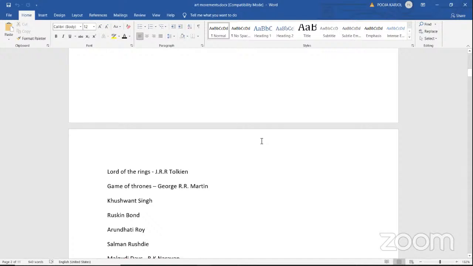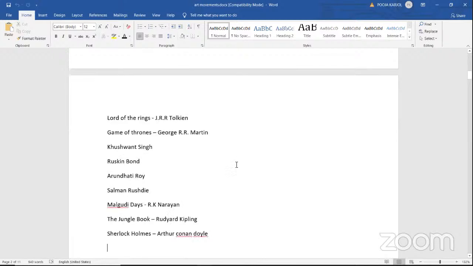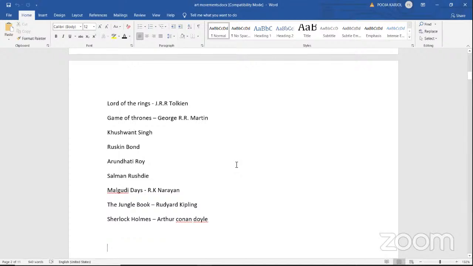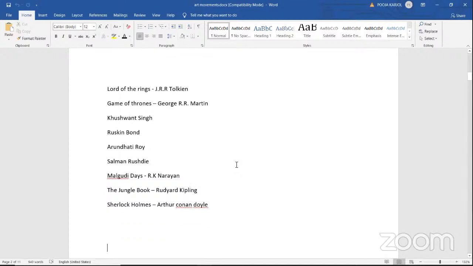Oh yeah, Lord of the Rings. You must have heard, right? Lord of the Rings. If not that, Game of Thrones. J.R.R. Tolkien and George R.R. Martin. Game of Thrones, Lord of the Rings, J.R.R. Tolkien. Sherlock Holmes. Also, the common man is by R.K. Laxman. He is the cartoonist. R.K. Narayan is an author. Malgudi Days and Swami and Friends. Okay.